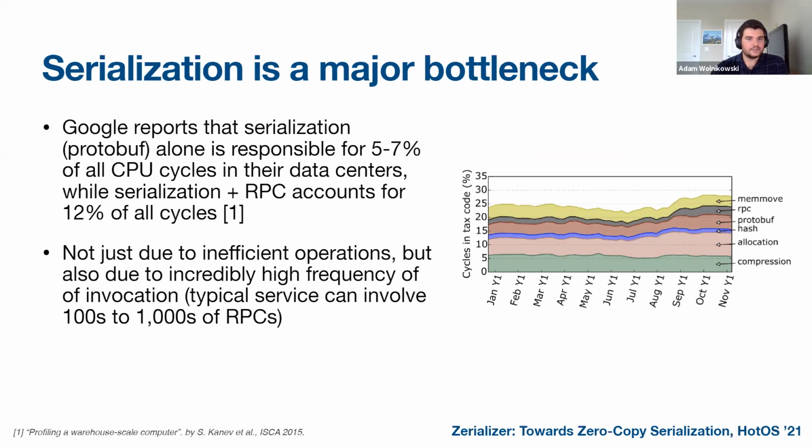Altogether, it's not due just to the inefficiency of serialization as it's currently implemented, but also the fact that, as I mentioned earlier, we're distributing applications more heavily and breaking things down into microservices, so we end up with an incredibly high frequency of invocation of the serialization routines, with a typical service involving hundreds to thousands of RPCs. Additionally, as network speeds reach or exceed 100 gigabits per second, we end up with finer-grained operations that complete in microseconds. Serialization becomes an increasingly major source of overhead.